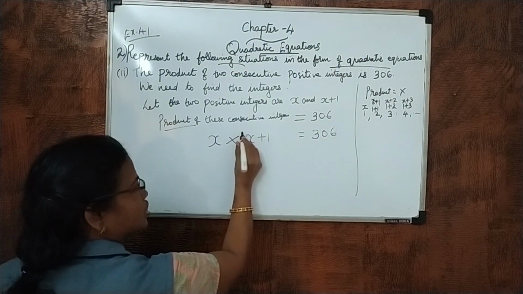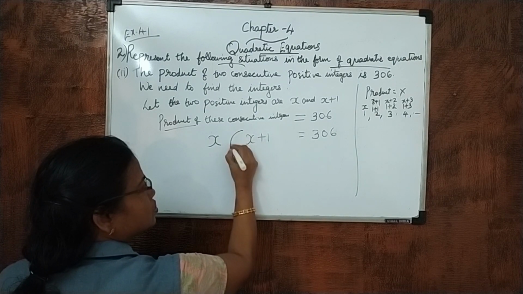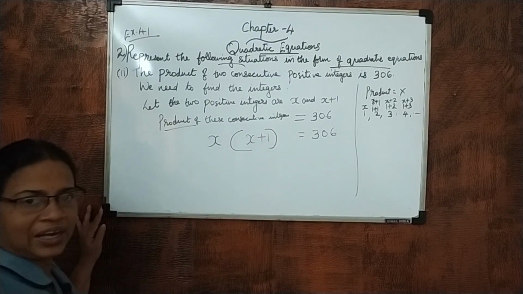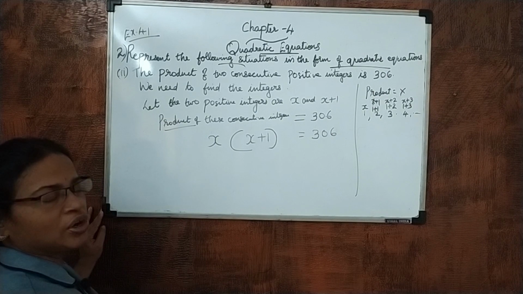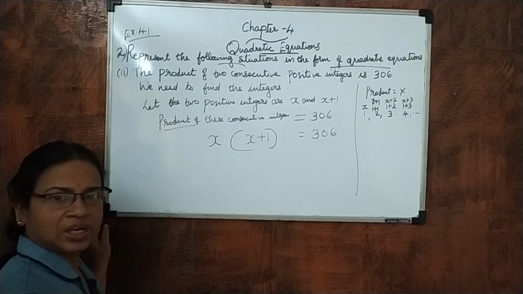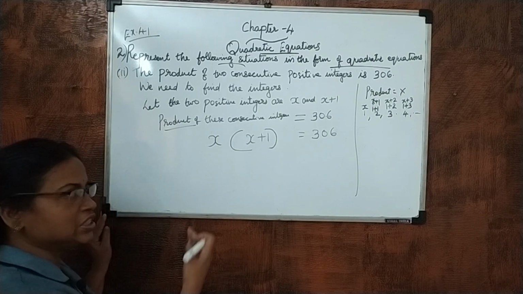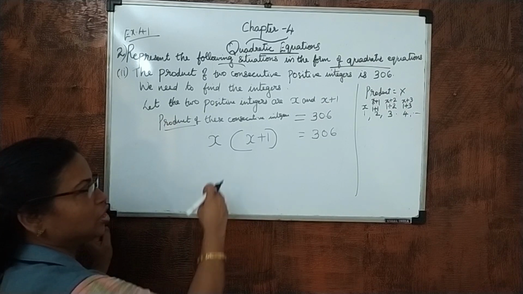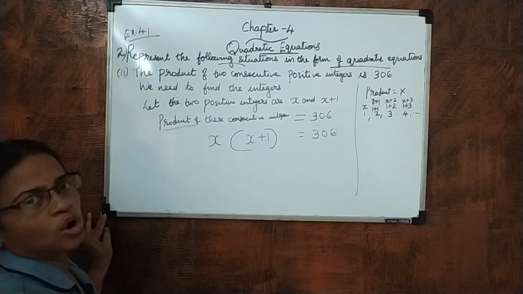Clear? This x plus 1 is two terms, so we have to keep it in a bracket. Now, what do you have to do? Why is it a quadratic equation? After expanding, you have to remove the bracket. Then you will get the quadratic equation.